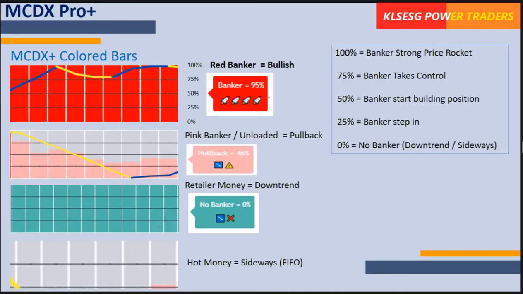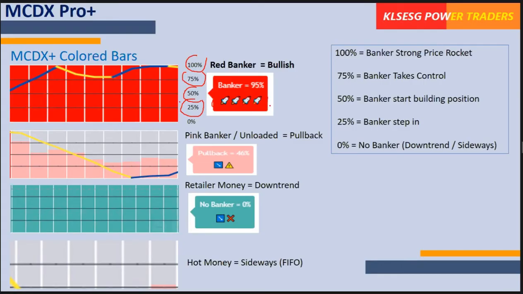Okay, so we will also show you a rocket. When the banker or red bar is at 25%, it will show 1 rocket. At 50% it shows 2 rockets. At 75% it shows 3 rockets. At 100% it will show 4 rockets.